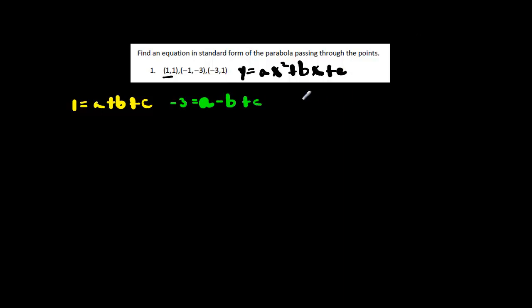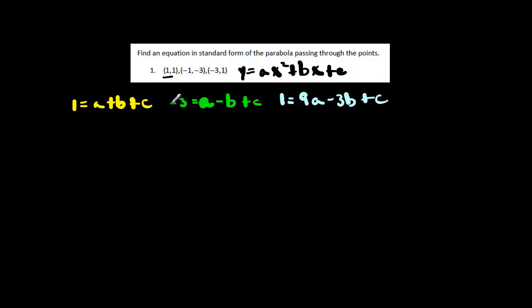And then last, I'm going to substitute the third point. So y, 1, equals ax squared. So x squared is going to be 9, because -3 squared is 9. So 9a. b times x would be -3b, and then plus c. So that's the first step for these problems: you get an individual equation for each individual point.